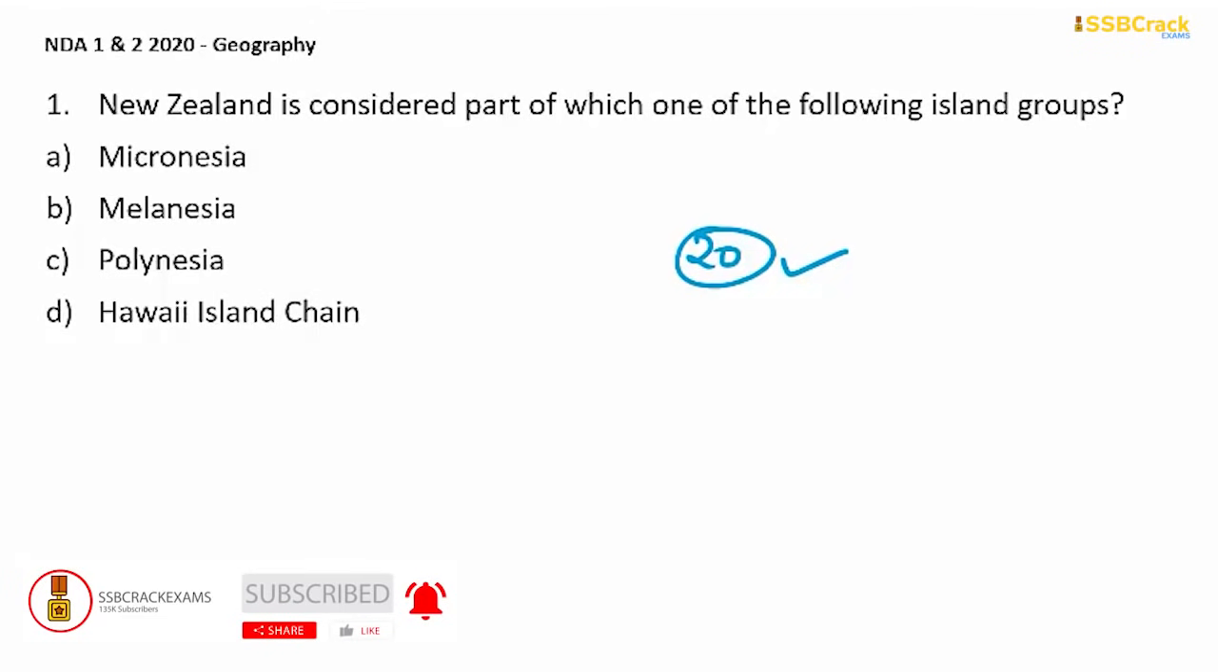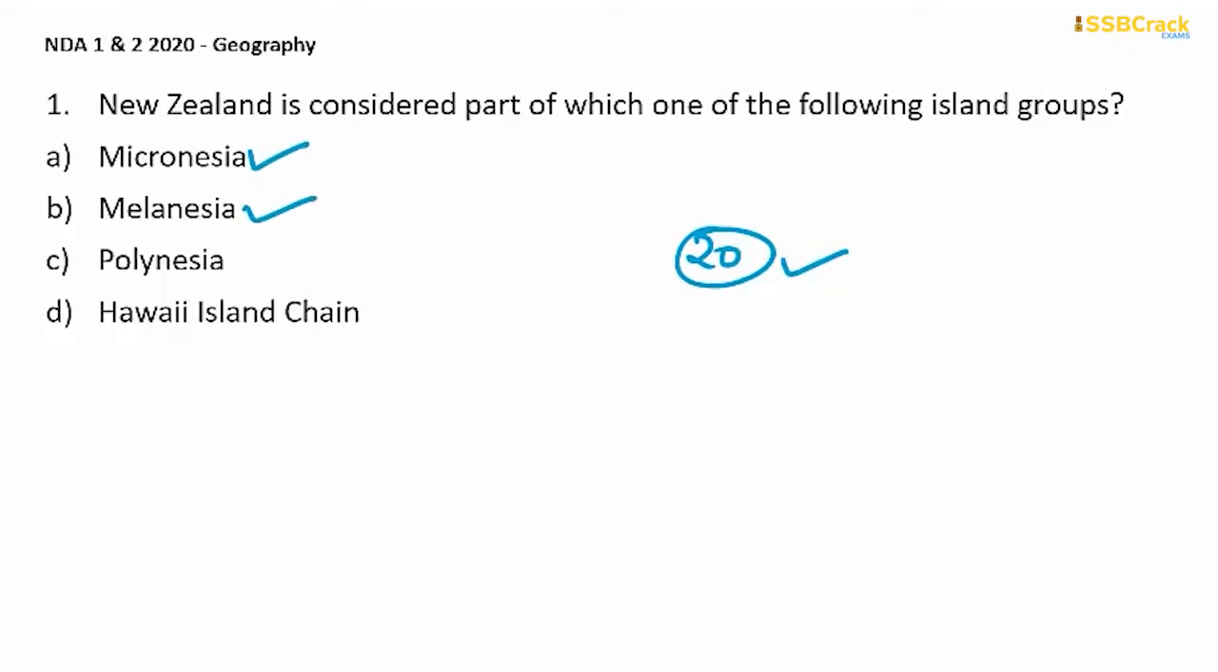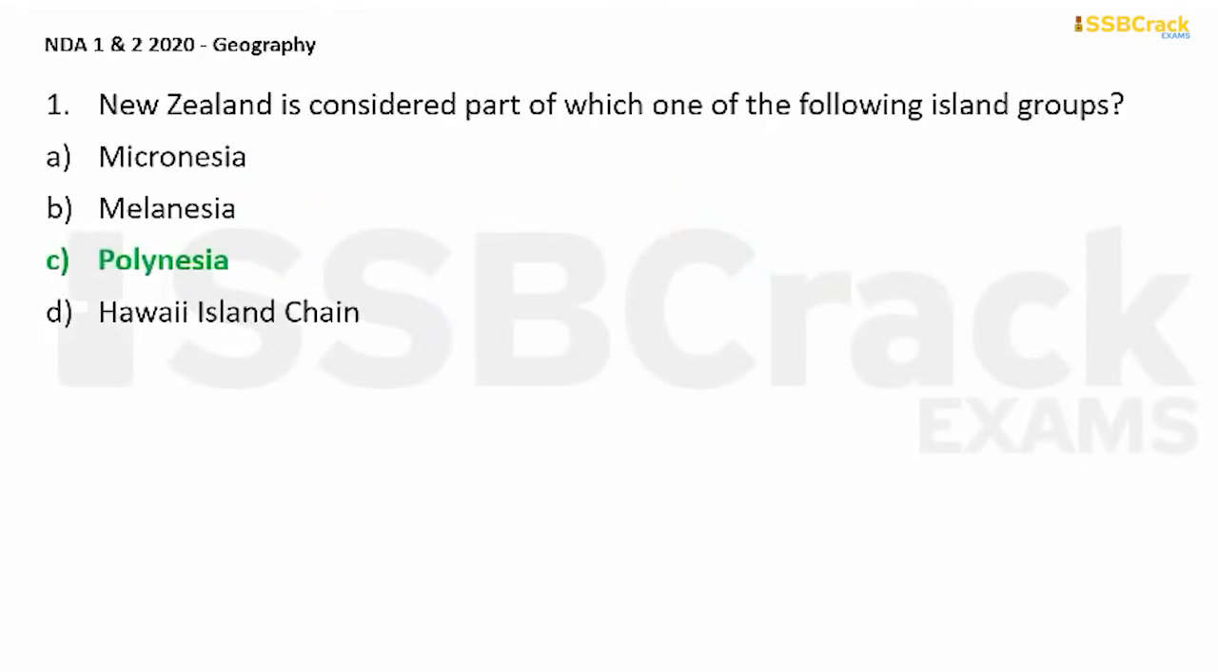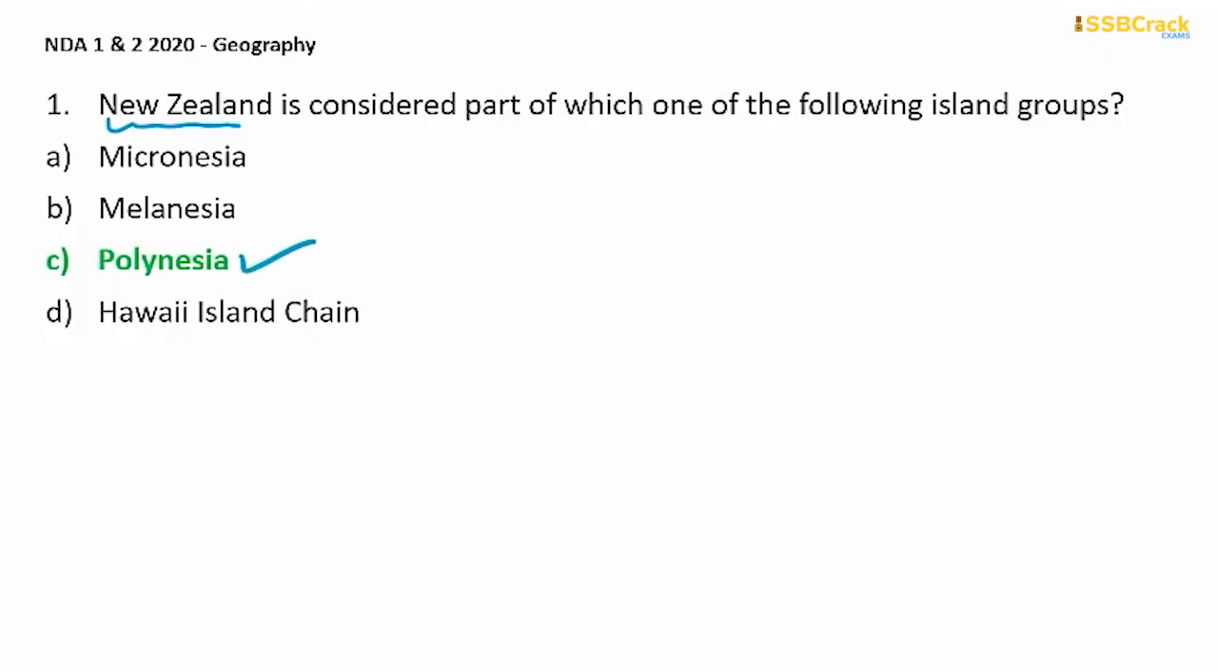So let's start. The first question is, New Zealand is considered part of which one of the following island groups? Your options are Micronesia, Melanesia, Polynesia, or Hawaiian island chain. Now this question comes from the basic mapping of world. This can be solved only if you have thorough knowledge of how to map on the world map or the Indian map. Since this question is related with New Zealand, a country which exists in the Australian continent, the correct answer is actually Polynesia.